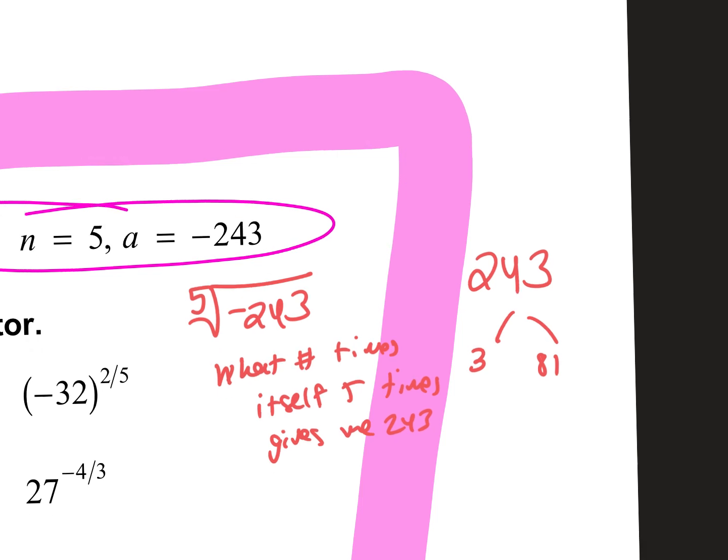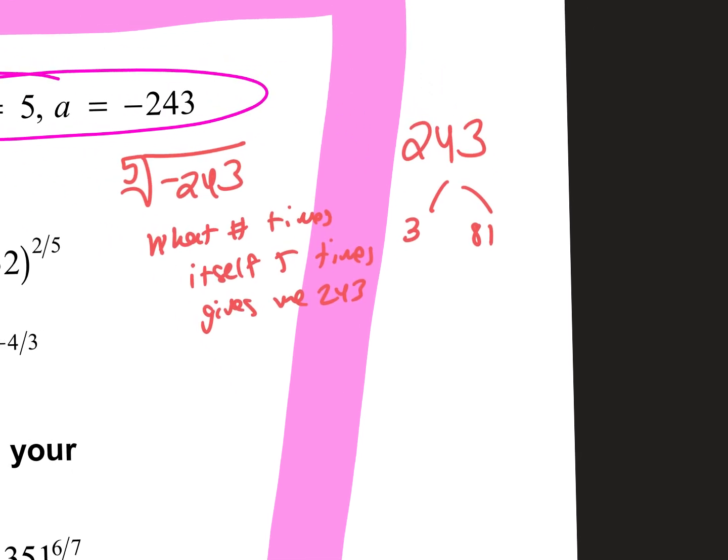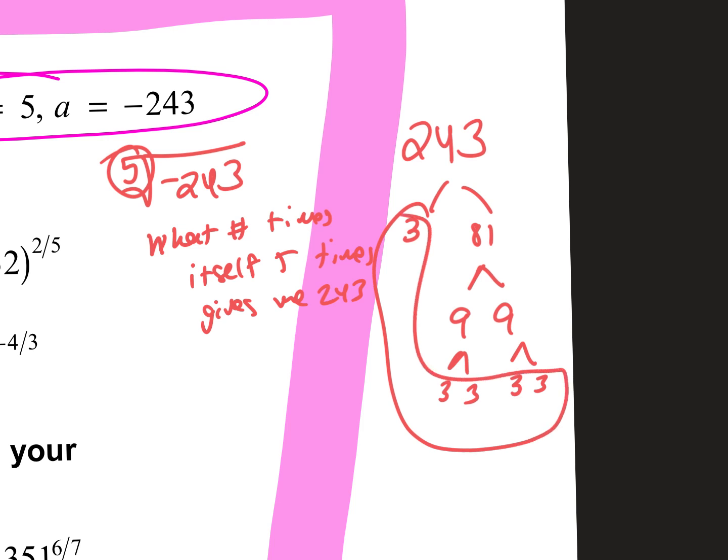How can I break down 81 a little bit? 9 and 9? Okay, perfect. Can I break that down a little more? 3 and 3 and 3 and 3? Good. Can you guys now see what the fifth root of 243 is? Remember, Ms. Carver says, how many of a kind do we need? 5. Good. So do I have 5 of a kind? Very good. So what's my answer here? Negative 3. Good.